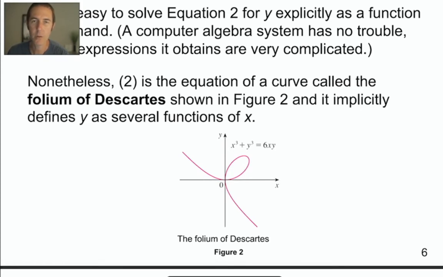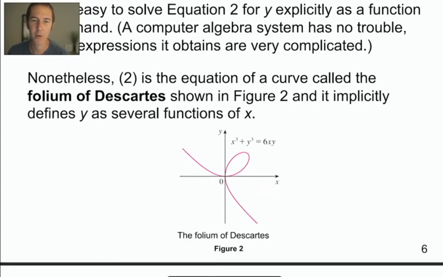If you don't know, Descartes designed the xy coordinate plane. It's called the Cartesian coordinate plane. Cartesian as in Descartes, Cartesian. Okay, so we're really operating in his realm right here.